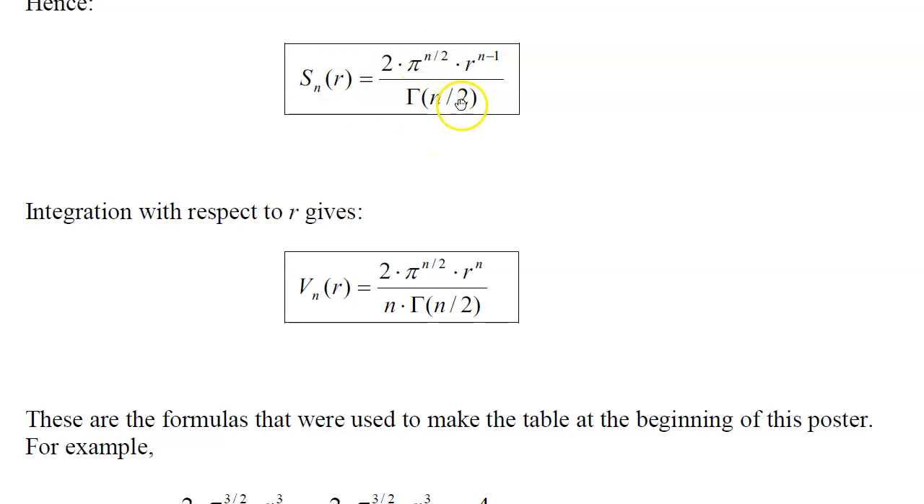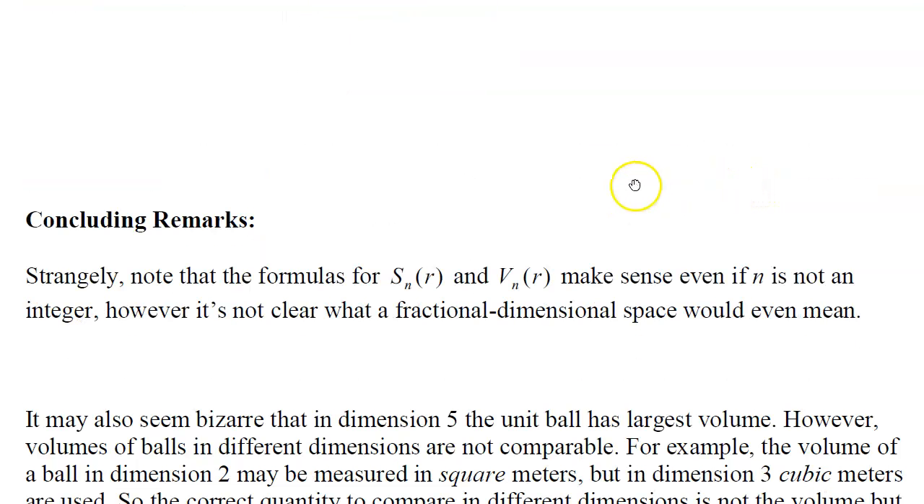You can take gamma of 7.5 over 2 or 7.38 divided by 2. And you can take pi to the 7.38 over 2 power. And so you actually have formulas for the volume of a ball of radius r, or the surface area of a ball of radius r in n-dimensional space, even if n is not an integer. Now, the crazy thing is it doesn't even make sense to talk about a ball in a fractional dimensional space. Okay, but these formulas would still work, and it's kind of strange.